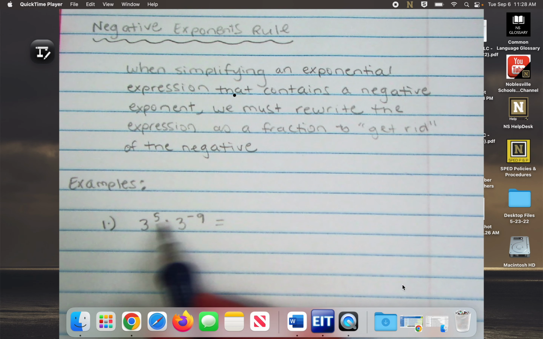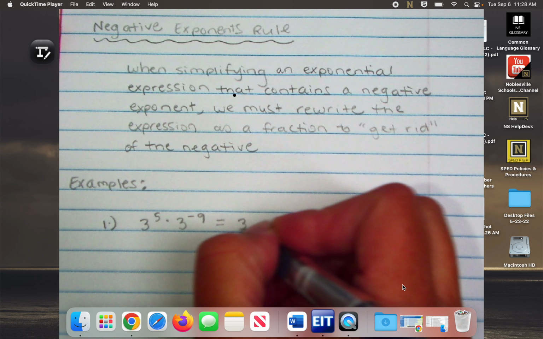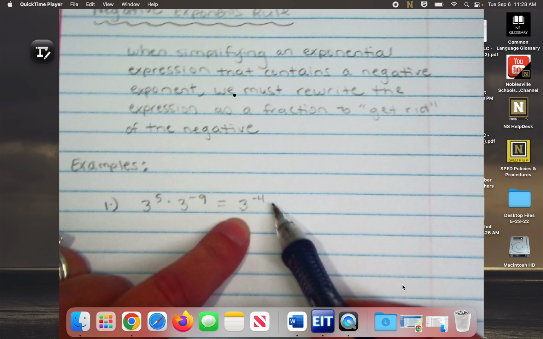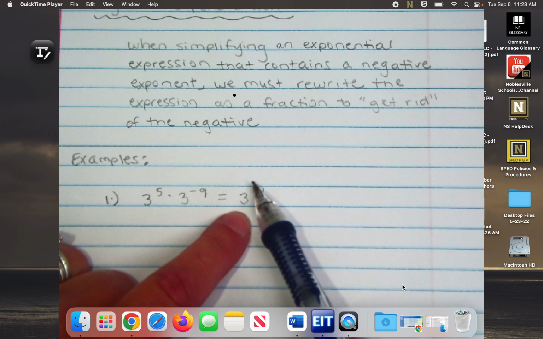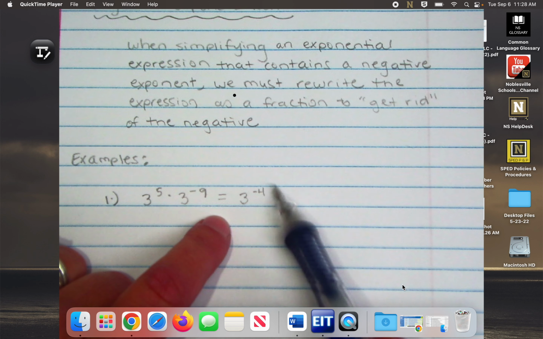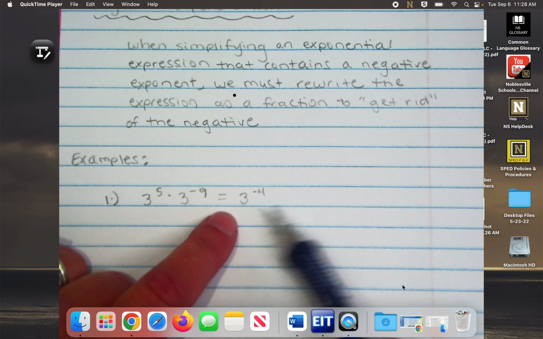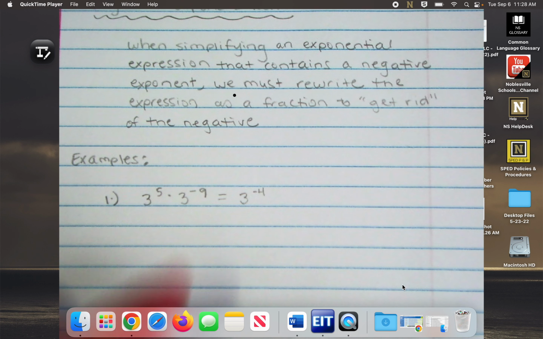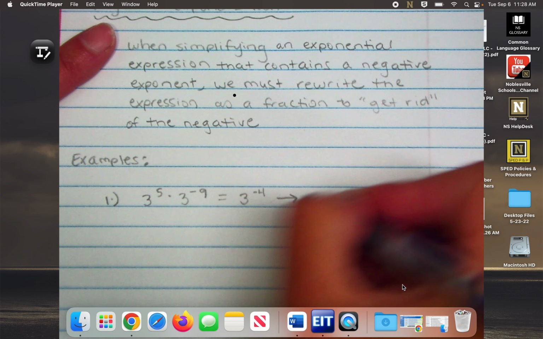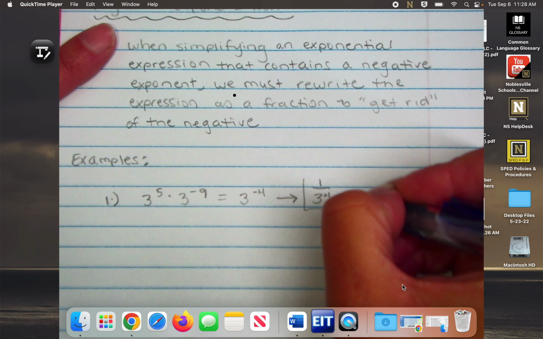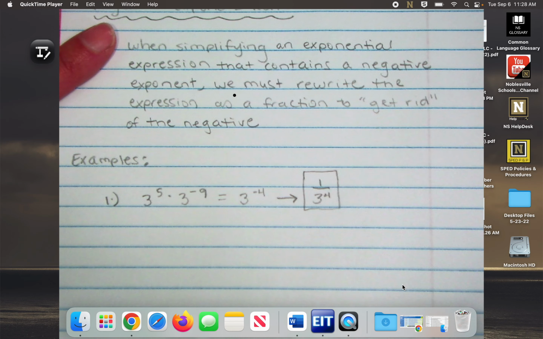So when I add 5 and negative 9, I get 3 to the negative 4. And I can't have this. This 3 to the negative 4 is like no bueno. You can't have it. Mathematically, mathematicians do not like this. They don't like how it looks, right? So we're going to rewrite it as 1 over 3 to the 4th. And I'm going to explain to you why that is a thing.